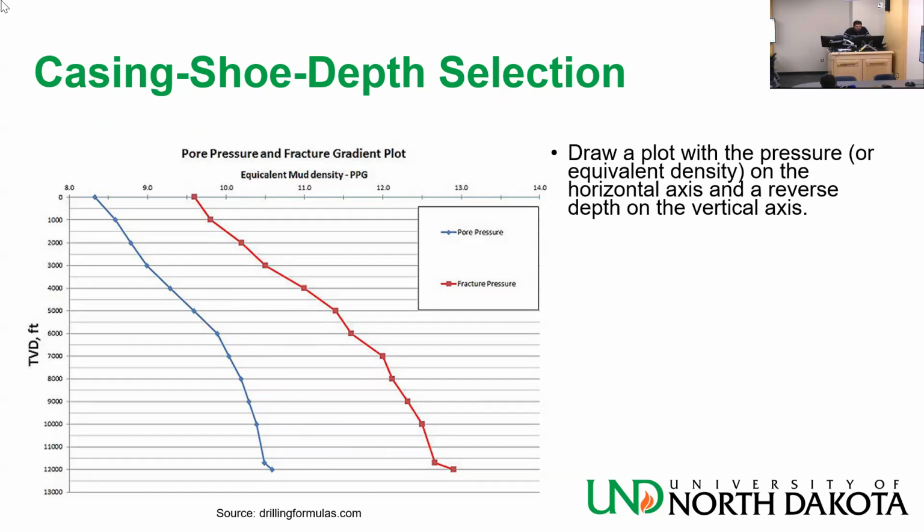Draw a plot with the pressure equivalent density, or equivalent density, on the horizontal axis and the reverse depth on the vertical axis. This is what we did here. Now, when I say equivalent density, we're gonna see why, and you're gonna see in the first homework.